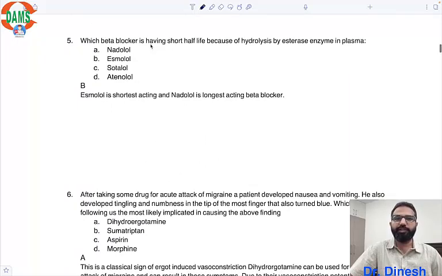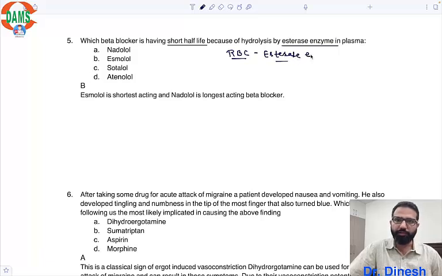Now comes which beta blocker has a short half-life because of hydrolysis by the esterase enzyme. Hydrolysis by the esterase enzyme in the plasma. So basically from the RBCs, we have the esterase enzyme that comes to plasma and causes the inactivation of some drugs like esmolol. So esmolol is the shortest, but it is the fastest acting. In emergency, we use esmolol only.